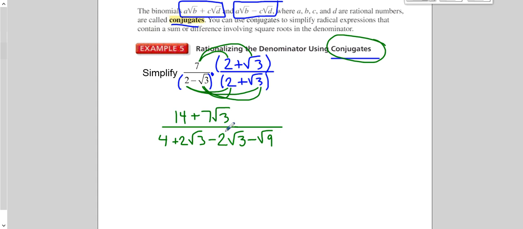Well, let's simplify this. Numerator is fine the way it is. 4 plus 2 rad 3 minus 2 rad 3. Combine like terms. 2 rad 3 minus 2 rad 3. That adds to 0. And what is the square root of 9? 3. So we have 4 minus 3. What's 4 minus 3? Just 1.